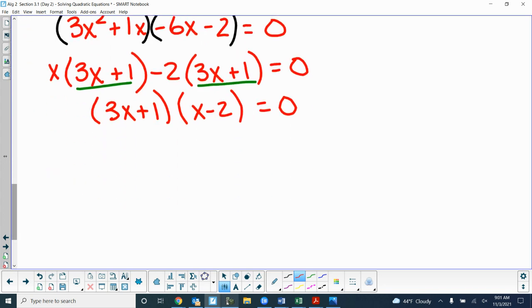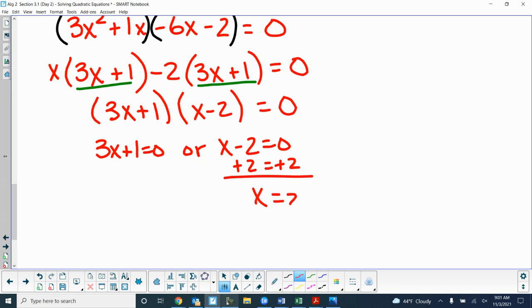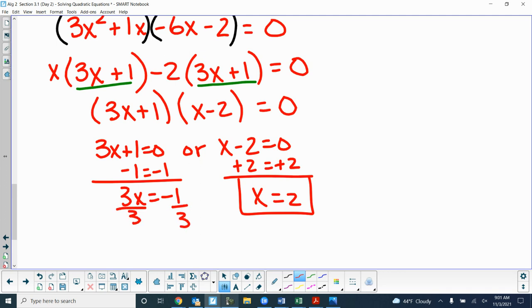So, either 3x plus 1 equals 0, or x minus 2 equals 0. So I would add 2 to get this one. So one of my answers, one of my roots is 2. Here I would subtract 1, and then what? Divide by 3, right? What's that answer? Right, just a fraction sometimes. That's okay. Nothing wrong with a fraction. Okay?